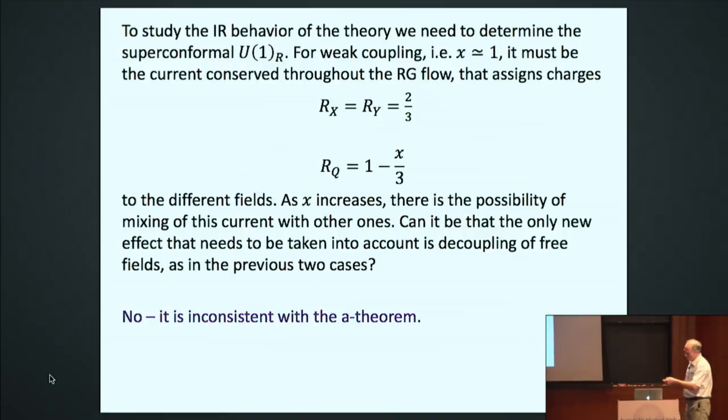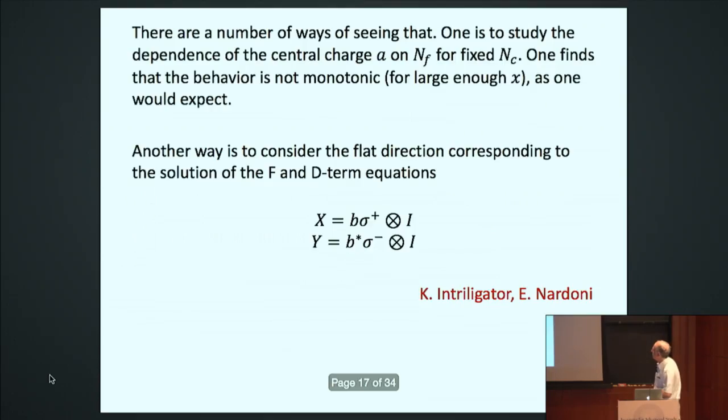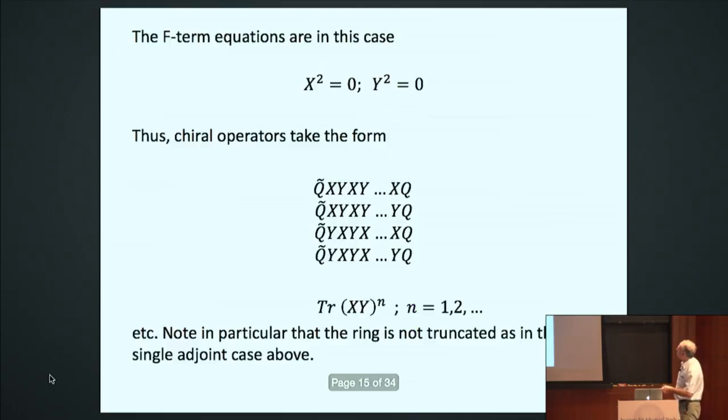And you can try to use it to do physics. And what you find immediately is an inconsistency with the A theorem. So there are various ways to see this. One nice one that appeared in a recent paper by Ken Intriligator and Emily Nardoni is to note that this system has a flat direction.